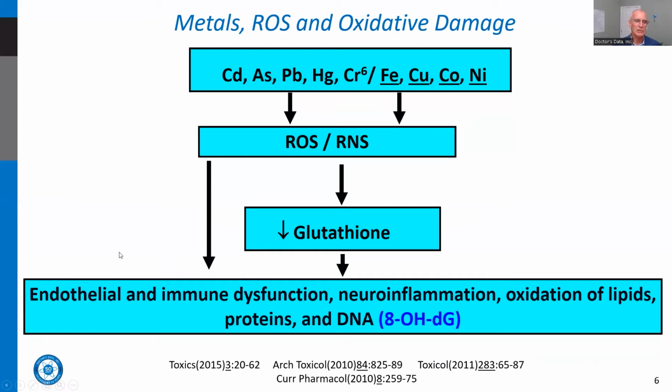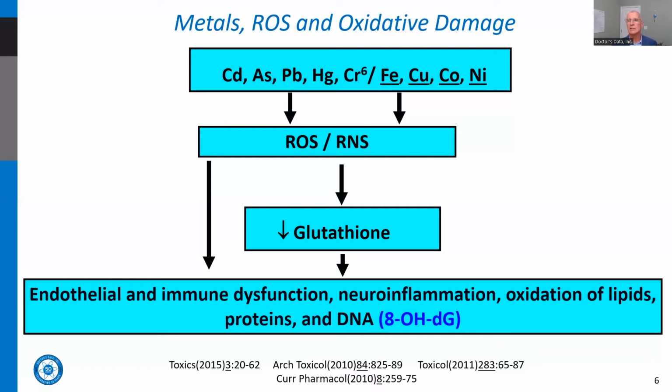on specific tissues. For example, we can see oxidative damage being associated with endothelial and immune dysfunction, neuroinflammation, oxidation of lipids, proteins, and DNA. And my favorite biomarker for deep tissue oxidative stress is the urinary level of 8-hydroxy-deoxyguanosine. Very, very deep marker of oxidative stress.